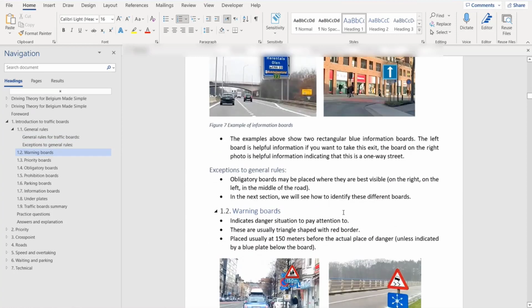So what are the exceptions to general rules? Obligatory boards may be placed where they are best visible. So these are round blue boards. These are obligatory boards where it says you must do something. They may be placed on the right, on the left, or in the middle of the road. So where they are best visible.